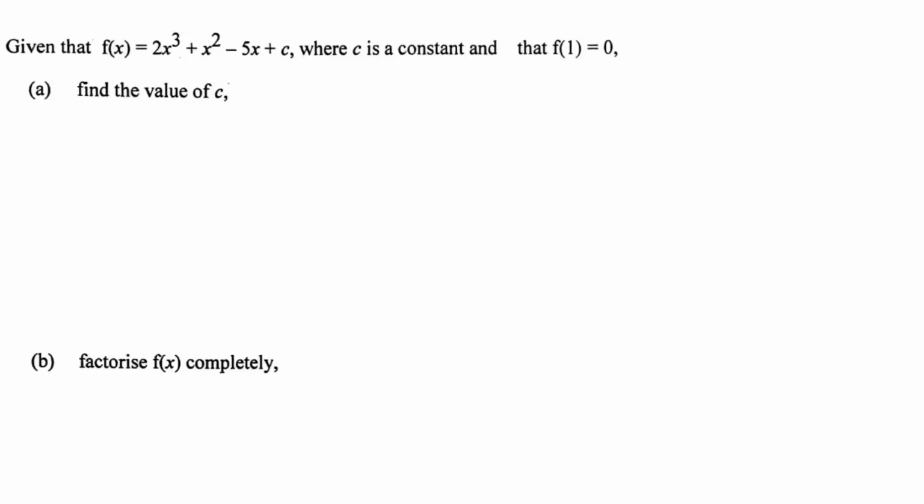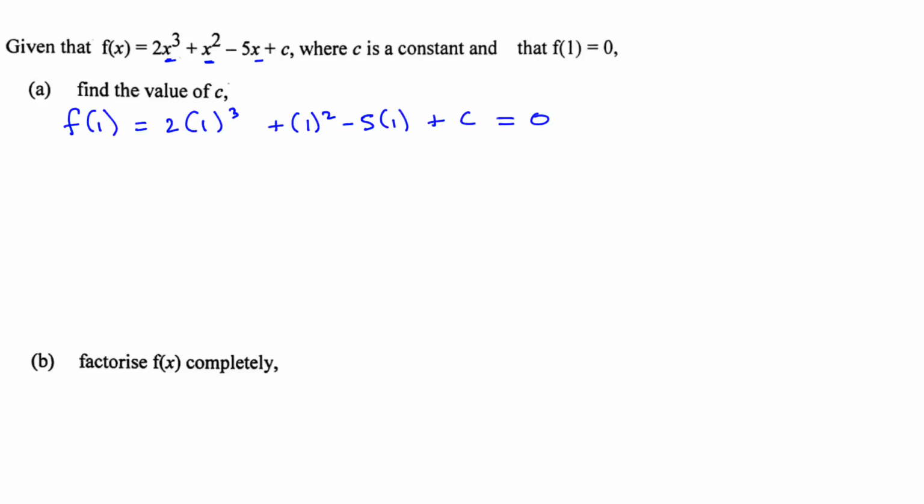Next question. Given that f of x is equal to 2x cubed plus x squared minus 5x plus c, where c is a constant and that f of 1 is equal to 0, find the value of c. To find the value of c, first we have to find f of 1, substitute all the x with 1. And again remember to put a bracket. Make this equal to 0.